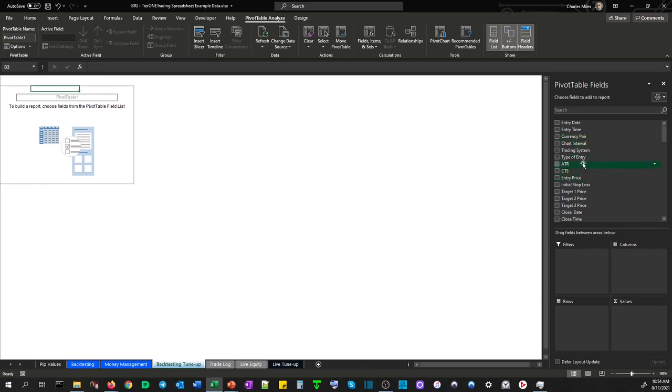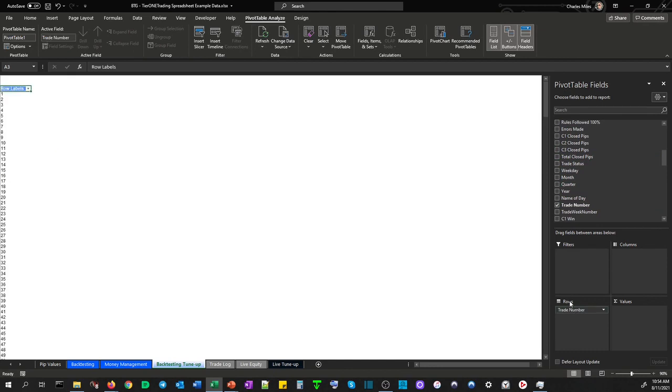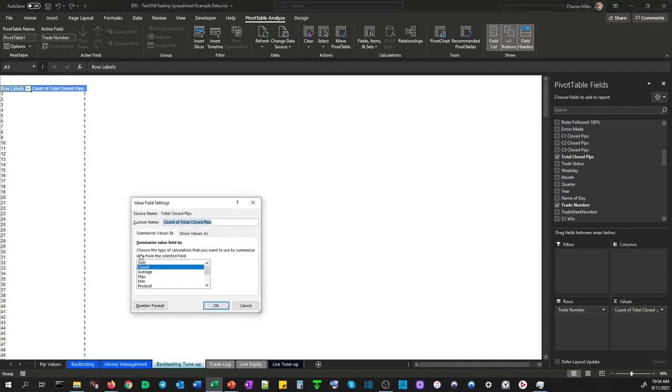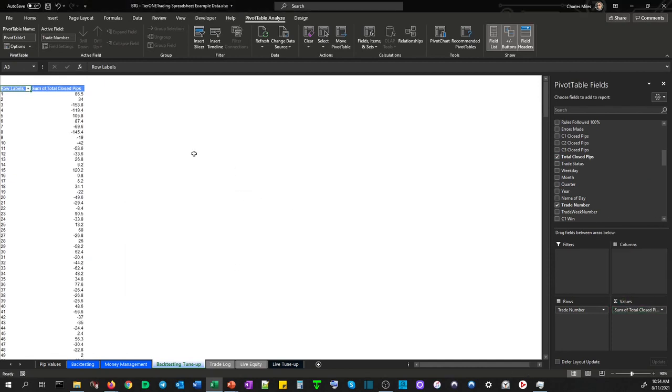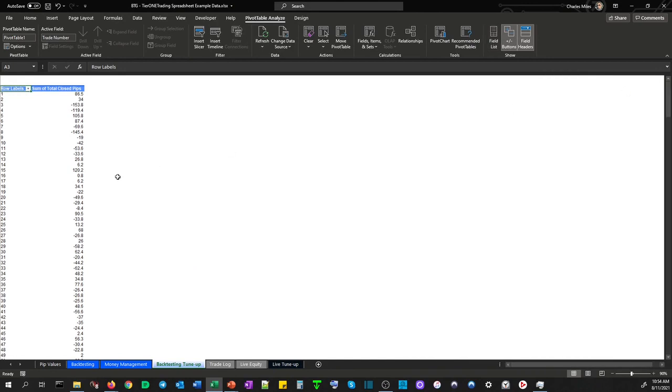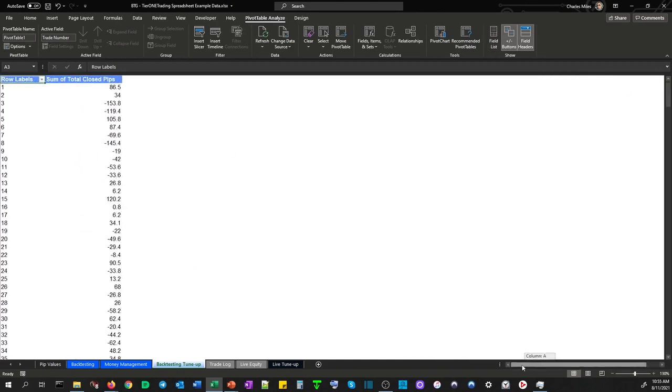So what we're gonna look for is, I want to show you how to build this. Trade number, I'm gonna put all the trades here in rows. There they are. And I'm gonna do total closed pips for the trade in values. This says count, so I need to change it to sum. Cool. Now that gives me all of the pips returned for every single trade right there in the report.